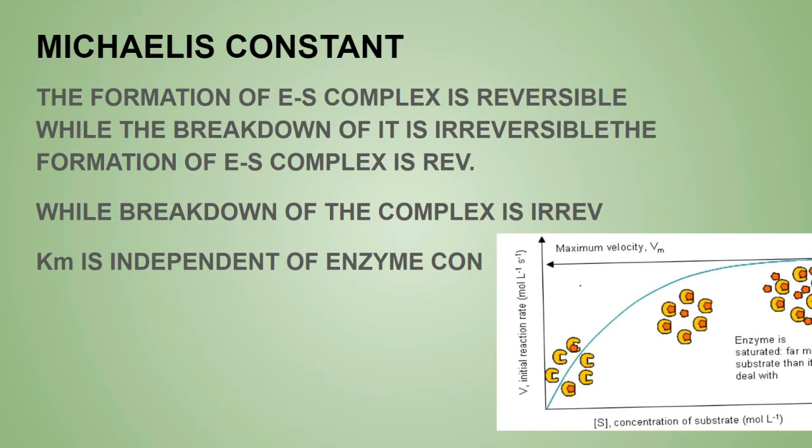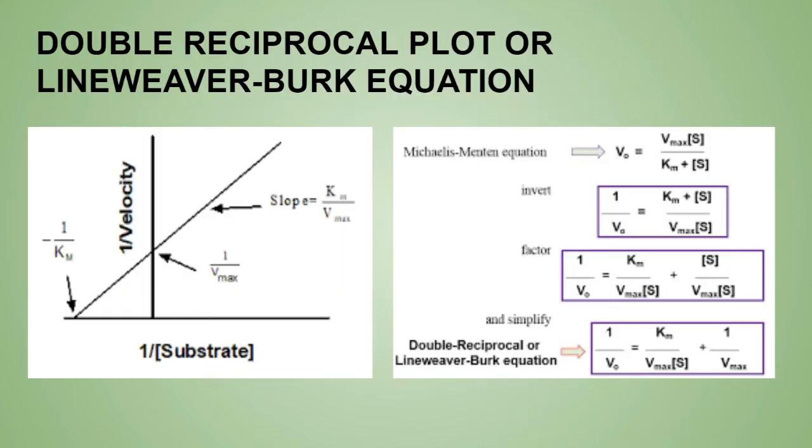So therefore 50% of the hexokinase molecules are saturated even at a lower concentration of glucose. In other words, hexokinase has more affinity for glucose as compared to glucokinase. Why? Because its Km value is less as compared to glucokinase. Now next is the double reciprocal plot, or the Lineweaver-Burk equation.